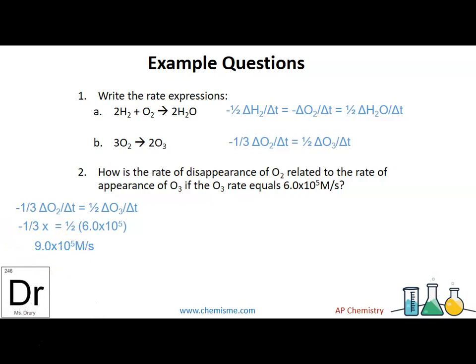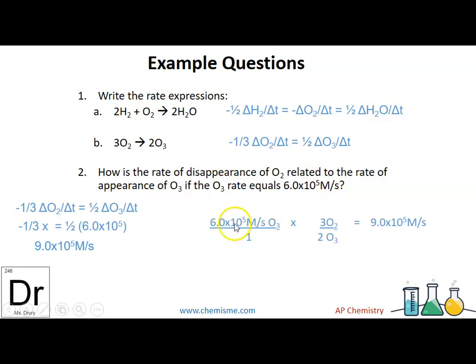What we're saying is that the oxygen will be used, and I'm sorry, I missed the negative, it should be negative, used at 9 times 10 to the 5th molar per second every time we make the ozone at that rate. Another way you could do it, if you don't like these fancy things, you need to know how to do this in case they're on the multiple choice part, so they might ask you which one's correct or which one's incorrect.